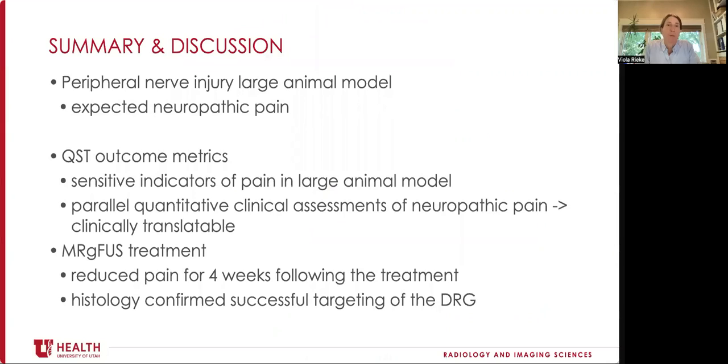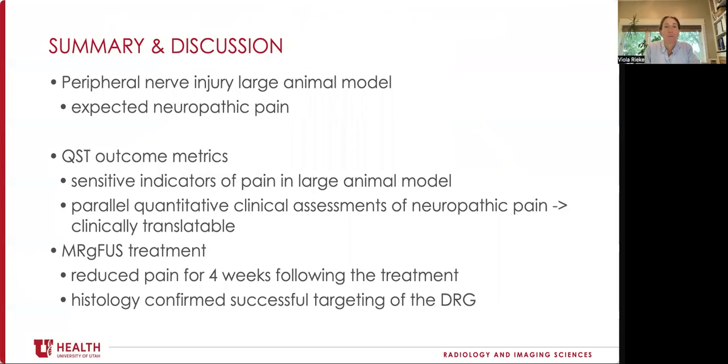In summary, we demonstrated a peripheral nerve injury large animal model that produced neuropathic pain. QST outcome metrics parallel highly quantitative clinical assessments of neuropathic pain. They are sensitive indicators of pain in a large animal model and are clinically translatable.